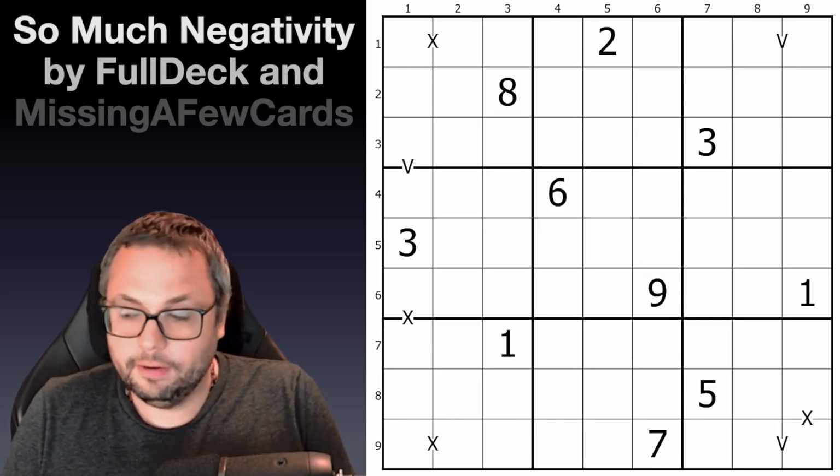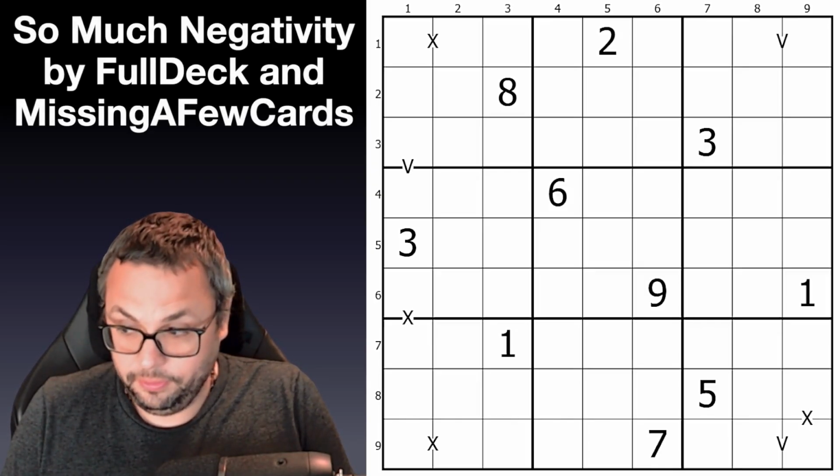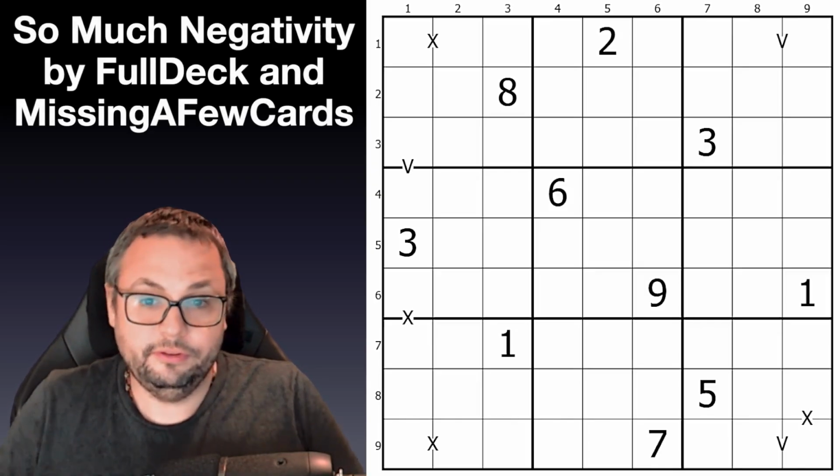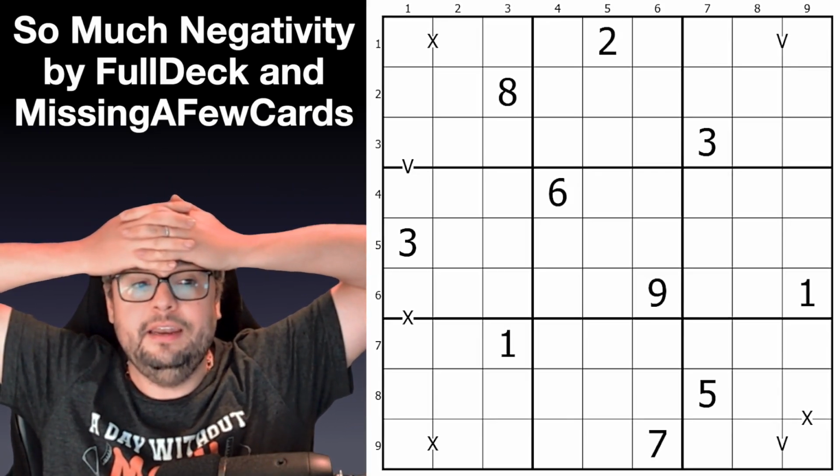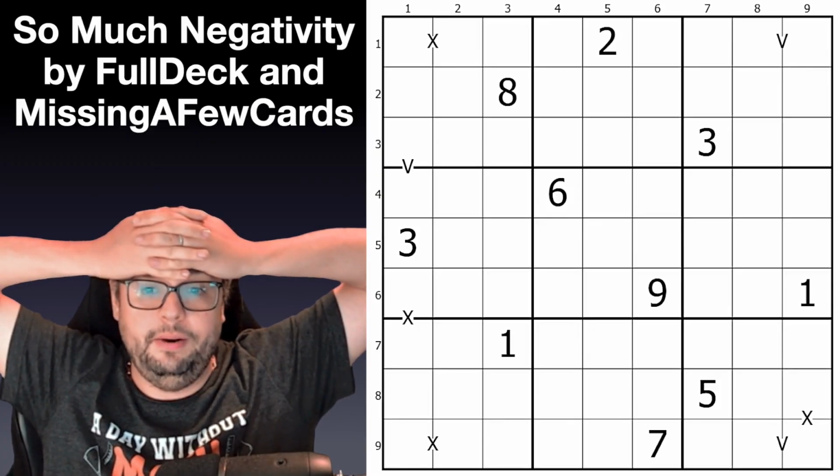Today we are covering our first negative constraint puzzle that we have done. This is by FullDeck, called Missing a Few Cards. It is a negative constraint XV puzzle, and I'll explain what that means.